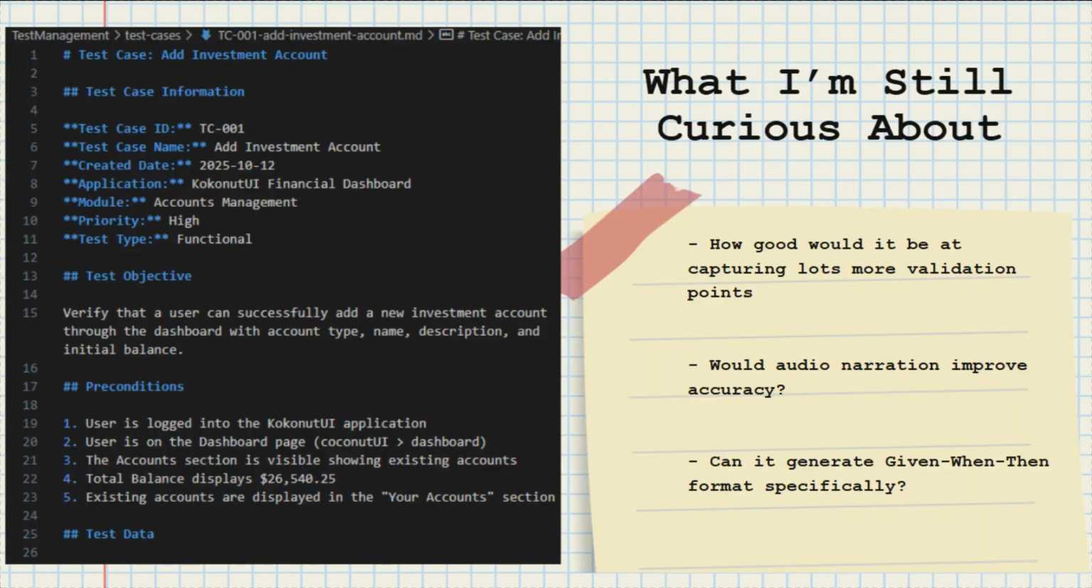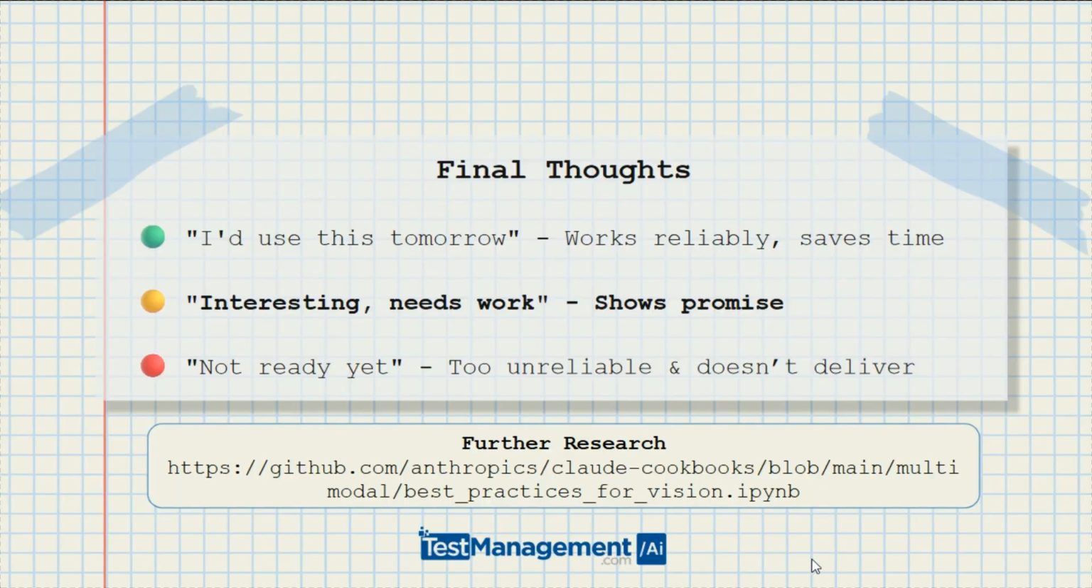What I'm still curious about is how good it would be with adding lots more validation points in there, how you'd highlight those, how you'd get it to pick up on those checkpoints and assertions. And it'd be interesting to see if narrating the test case and providing an audio transcript would help as well. And then finally, maybe could it generate given when then format specifically for BDD formatted test cases? So my final thoughts, interesting, needs more work, but that would definitely work and could be used in production once you'd tested and perfected the actual workflow and the process.